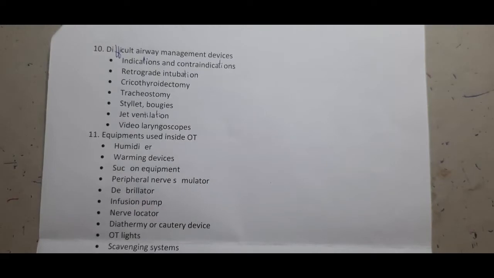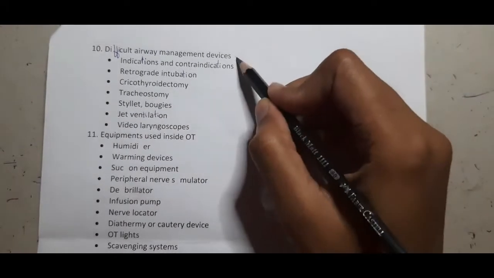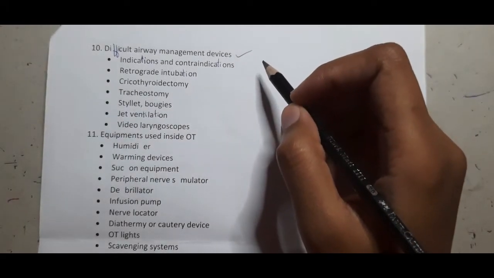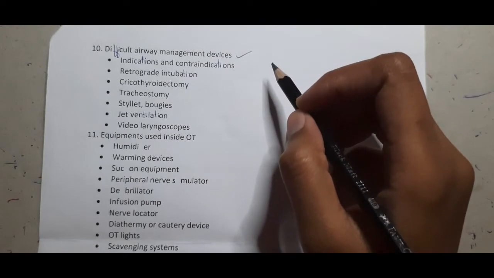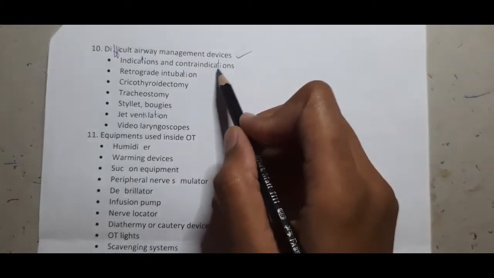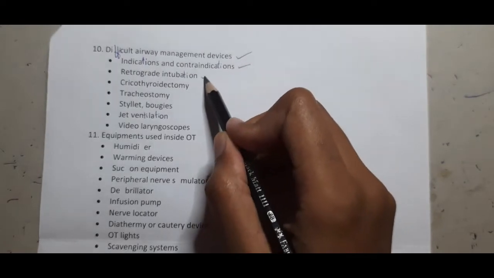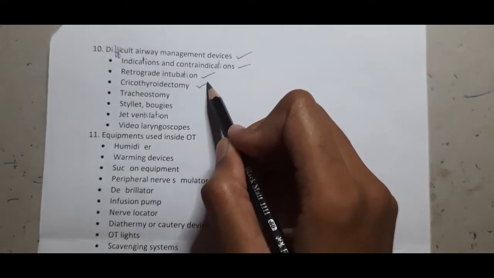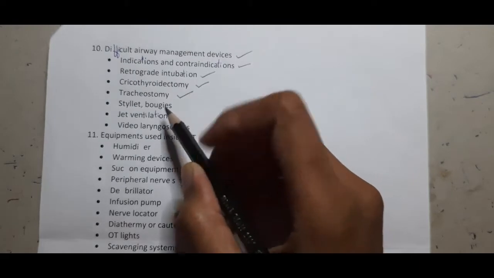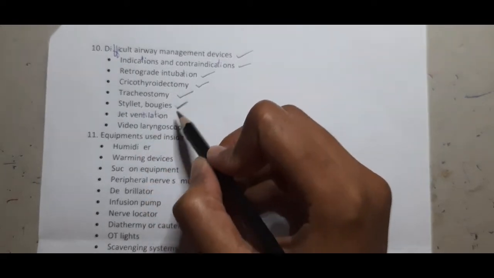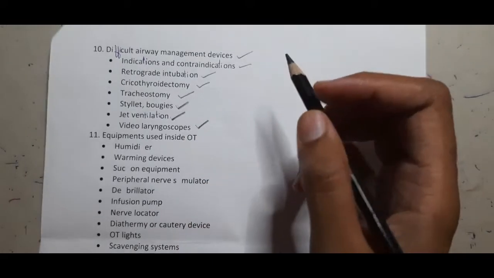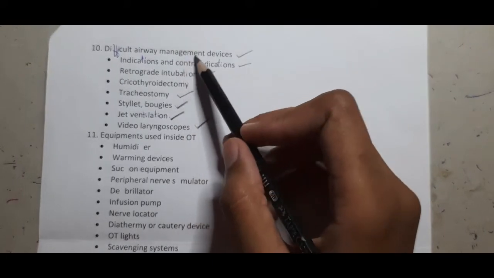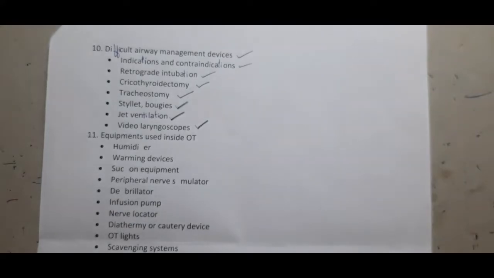In this video, we'll be studying difficult airway management. Firstly, the topics included in second year BSc ATOT, another chapter, difficult airway management devices are: indication and contraindication, retrograde intubation, cricothyroidectomy, tracheostomy, stylet and bougies, jet ventilation, and video laryngoscope. These are the topics included in the difficult airway management devices.